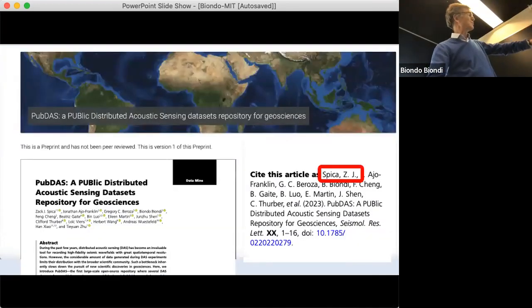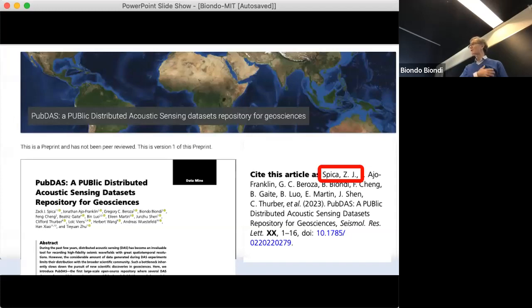Oh, and another thing is we as a group, thanks to the Air Force support, created a repository. It's called PubDAS, and it is a publicly available repository with many different kinds of DAS data. So if you want to start to play around with DAS data of different kinds, I would suggest looking at the paper that just came out in SRL recently. The first author is Zach Spica.